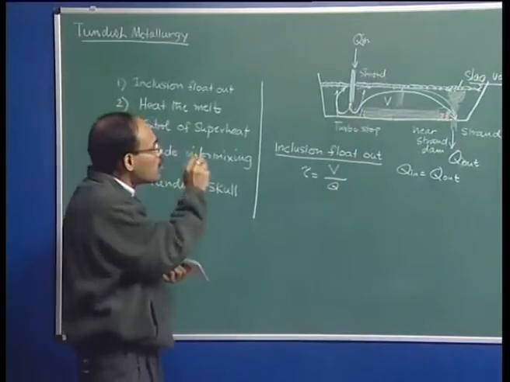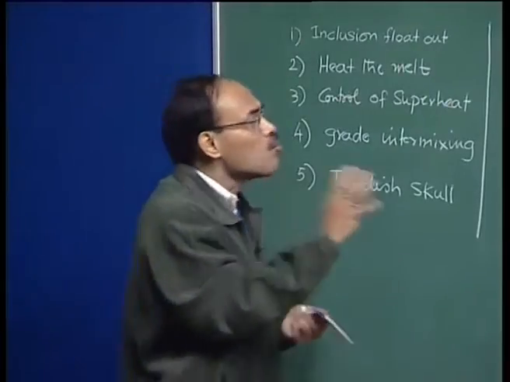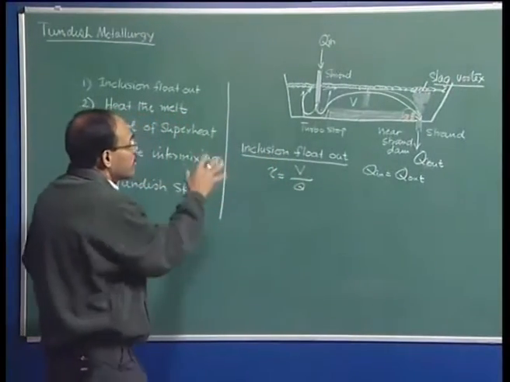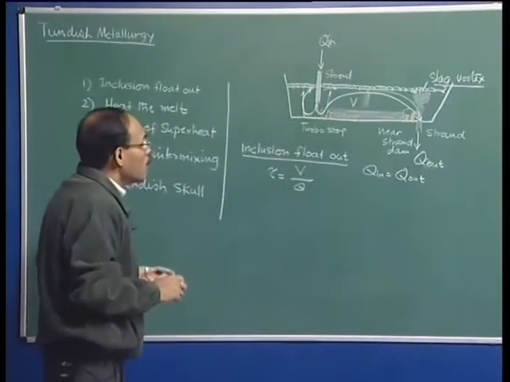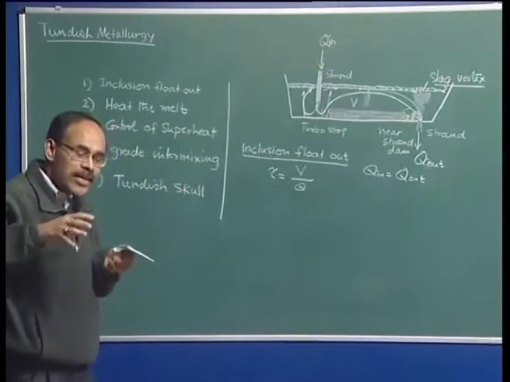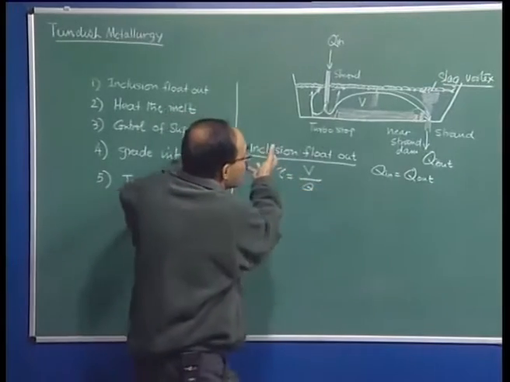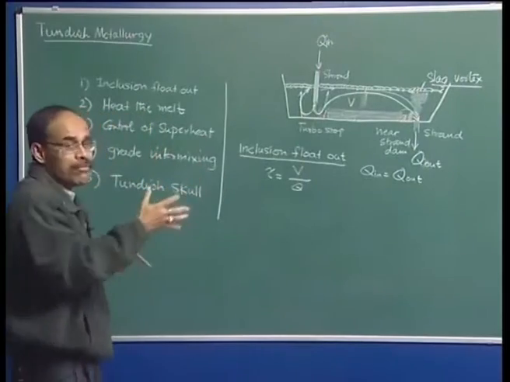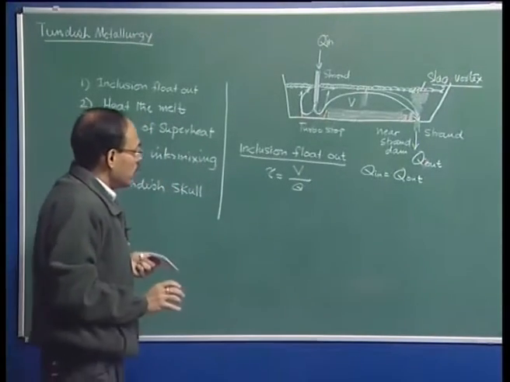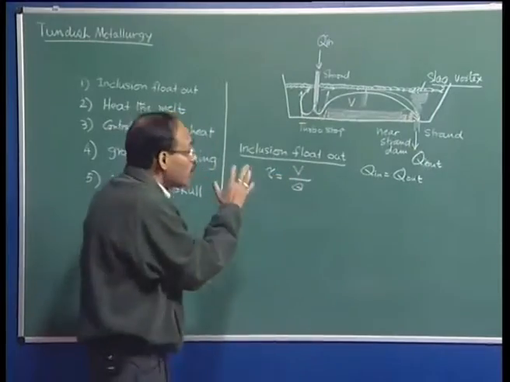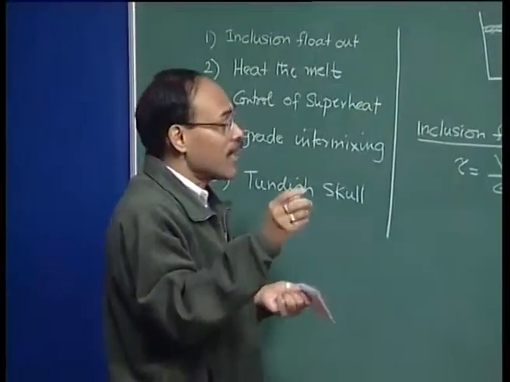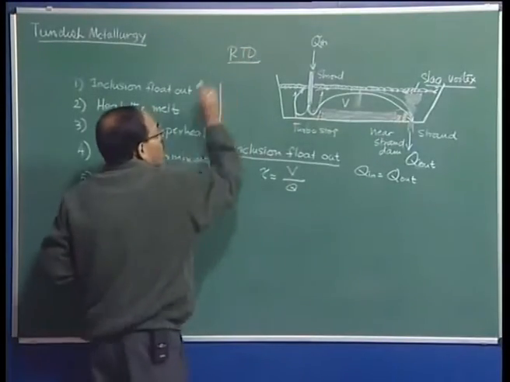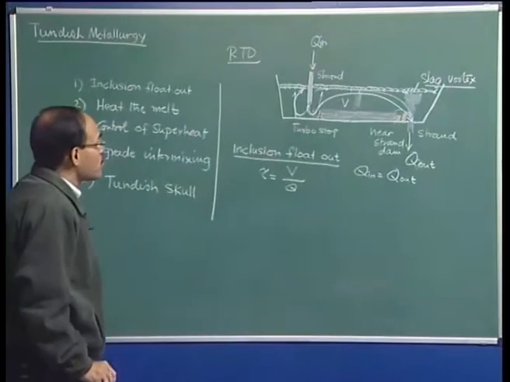So, therefore, for inclusion float out, we do not require too much mixing in the system, but rather some amount of plug flow or dispersed plug flow, which is like a quiescent flow moving gradually from the inlet region to the outlet region itself. That is the kind of flow that is going to give rise to inclusion float out. And whether we have mixed flow or plug flow follows from the theory of residence time distributions. Now, how do you obtain residence time distributions in a tundish?